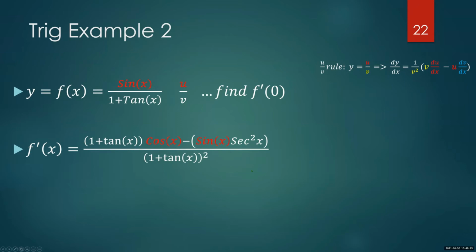So that's f dash of x, and we've done it in one line, which is nice. Then for f dash of 0, the tan of 0 is 0, the cos of 0 is 1, and the second part vanishes because the sine of 0 is 0. So we get 1 plus 0 multiplied by 1 all over 1 plus 0. So f dash of 0 is equal to 1.